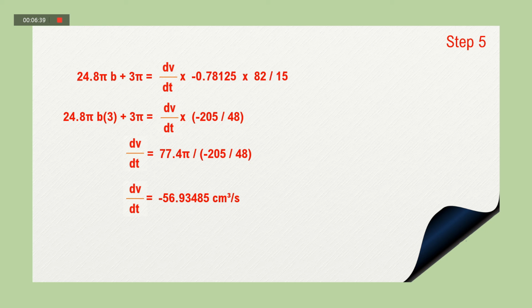We need to input all the values of the rates of change to get dV over dt, and dV over dt equal to 77.4 pi over open bracket negative 205 over 48 close bracket. dV over dt equal to negative 56.93485 centimeter cube per second.